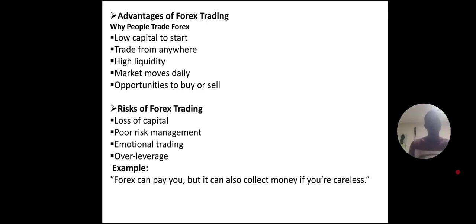Now, for example, forex can pay you, but it can also collect money if you are careless. So you must understand that forex is a $7 trillion market we are talking about. So don't think that your $10 can give you $1 million in just one trade, or your $100 you can just flip it. You have to understand how the market works. The money is always there, but with the right skill and knowledge, you will win the market.